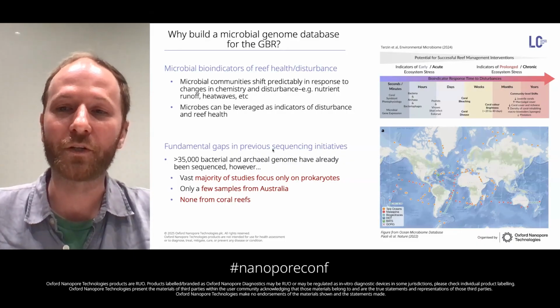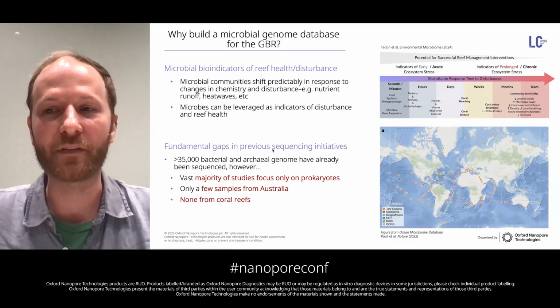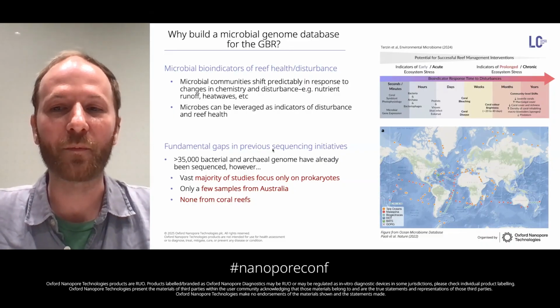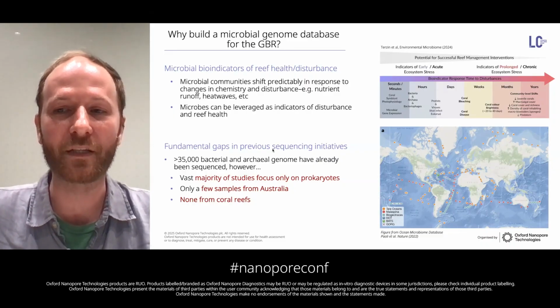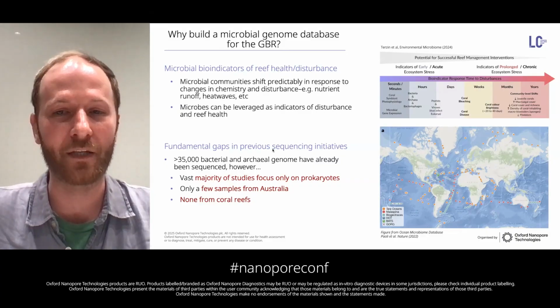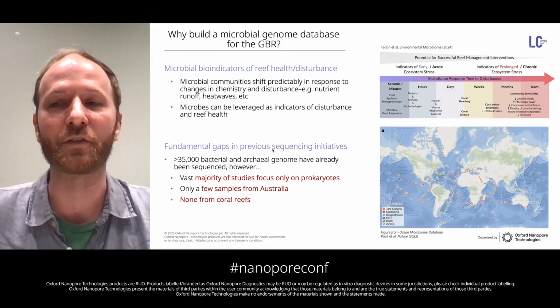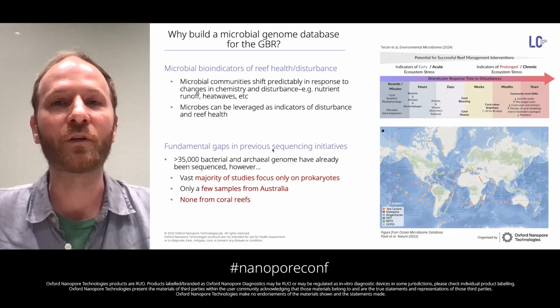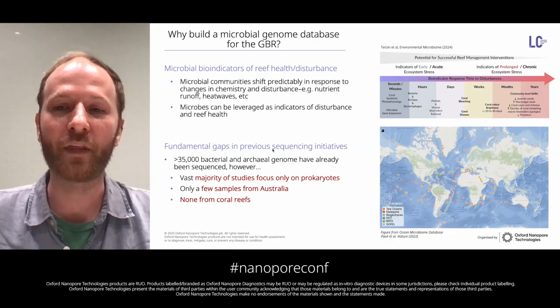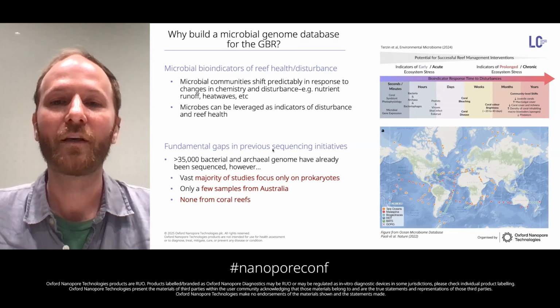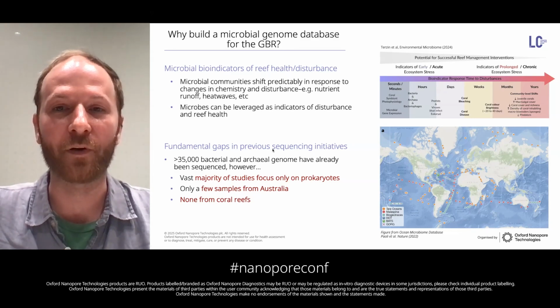The other reason we wanted to do this is because there's a lot of interest here in what we call microbial bioindicators. The idea is that microbial communities shift predictably in response to environmental change, things like marine heat waves, nutrient runoff from farms, or any other disturbance that you can think of. So if we can find microbes that reliably indicate disturbance, we can use them as monitoring tools. But to find them, we need a database first.